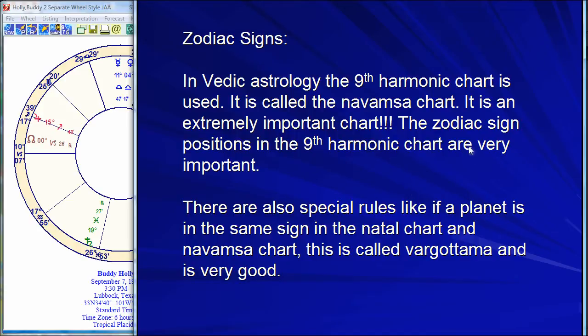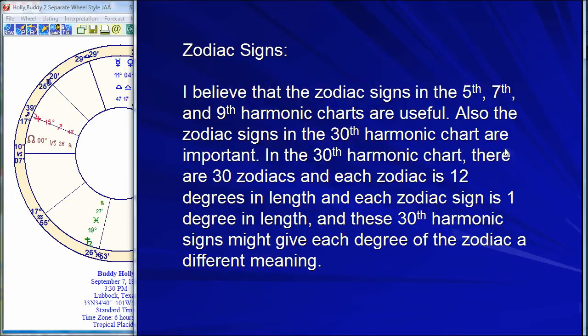And also, just another curious thing about Vedic astrology, they have some special rules. One that's very interesting is that if a planet is in the same sign in the ninth harmonic chart as in the natal chart, it's called Vargottama. Vargottama is a very good thing. So there are lots of interesting rules that are used about zodiac signs in the harmonic chart. So my main point here is that the signs of at least some harmonic charts are probably important. And I believe that the zodiac signs in the 5th, 7th, and 9th harmonic charts are useful.